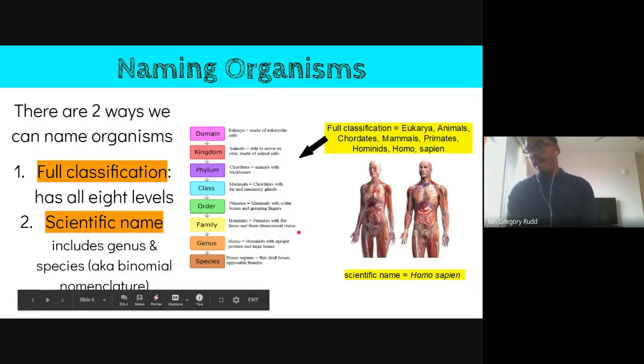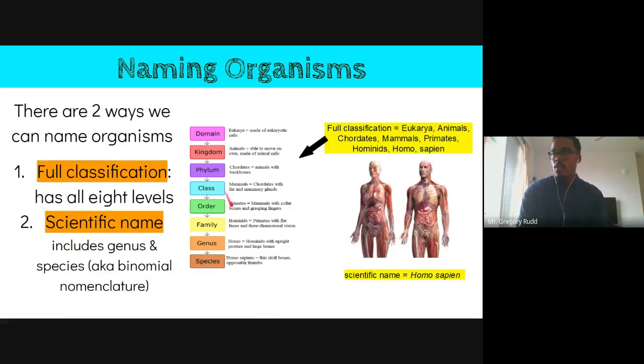Now, keep in mind that two organisms that are in the same class must also be in the same phylum, and they must also be in the same kingdom, and they must also be in the same domain. But they're not necessarily in the same order. So let me put it like this. Two organisms that are both mammals are definitely both also organisms with backbones.